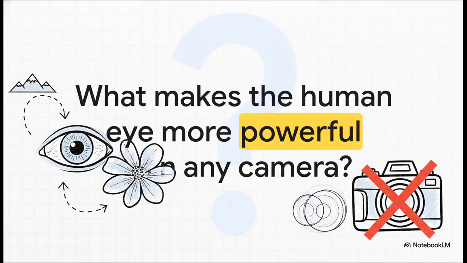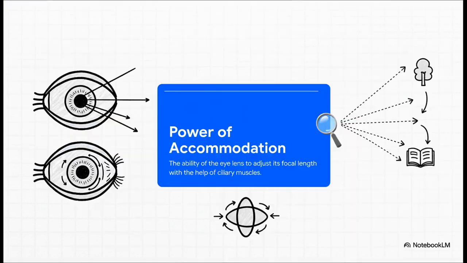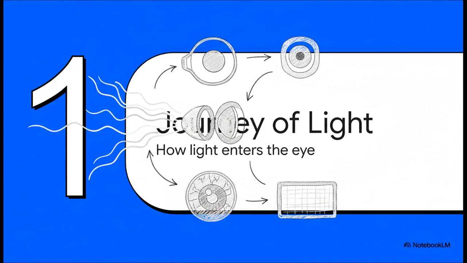Now, here's what's really interesting. Our eye has a kind of superpower that a simple camera doesn't have. What is that? Well, it's the ability to adjust its focus all on its own, almost instantly. This special ability is called the power of accommodation. It's basically the eye lens being able to change its own focal length, and it does this with the help of something called ciliary muscles. This is how we can see things that are far away and then immediately see things that are close up, all clearly.